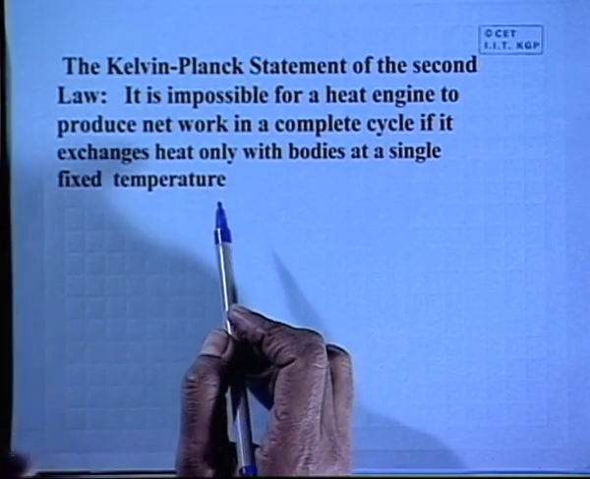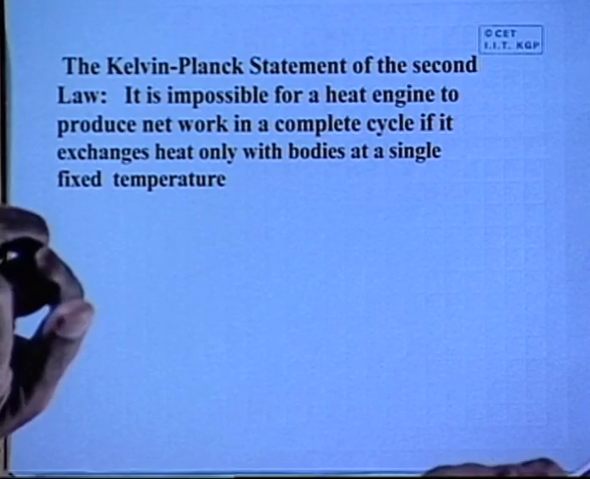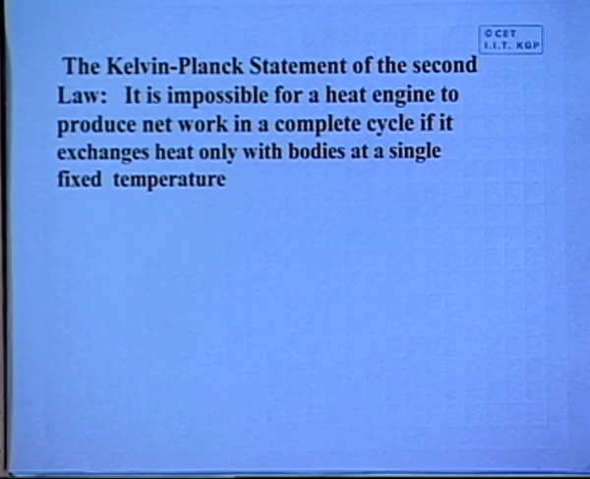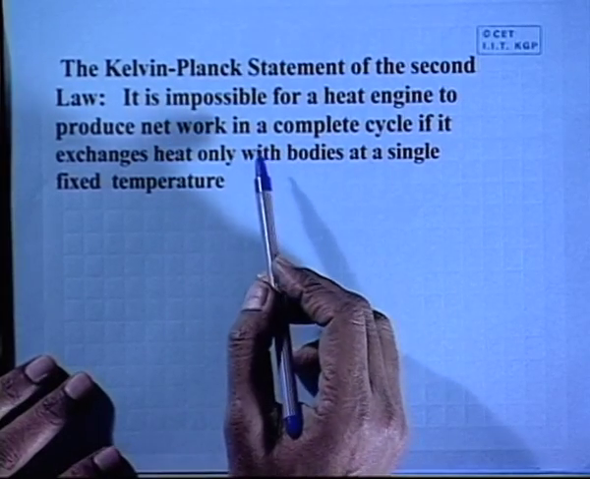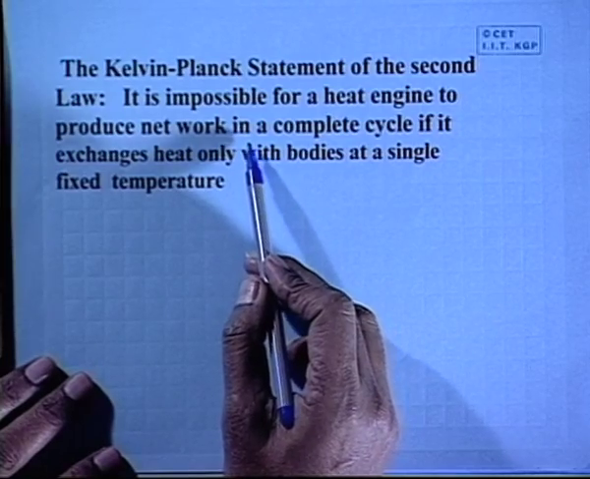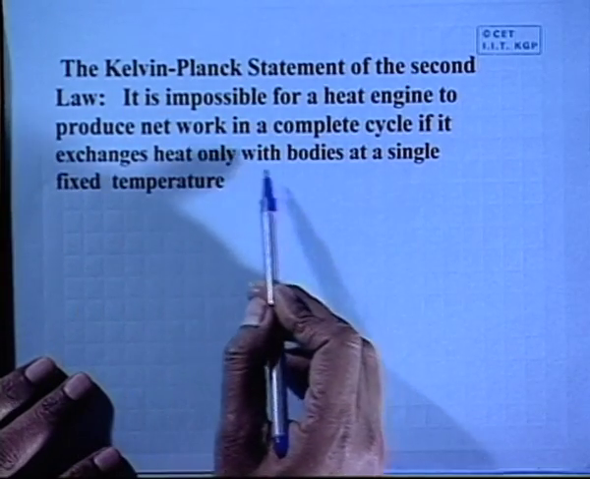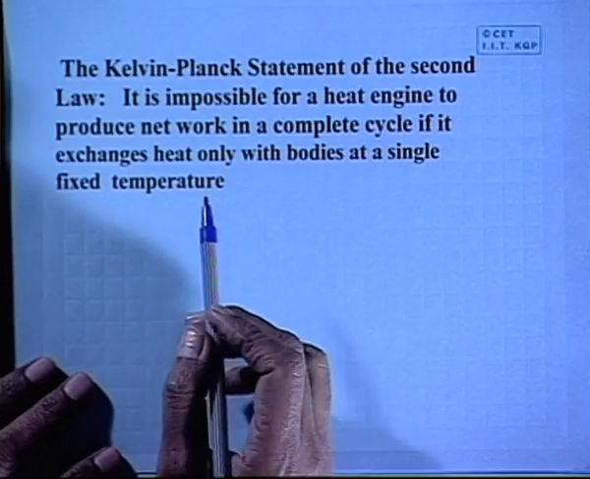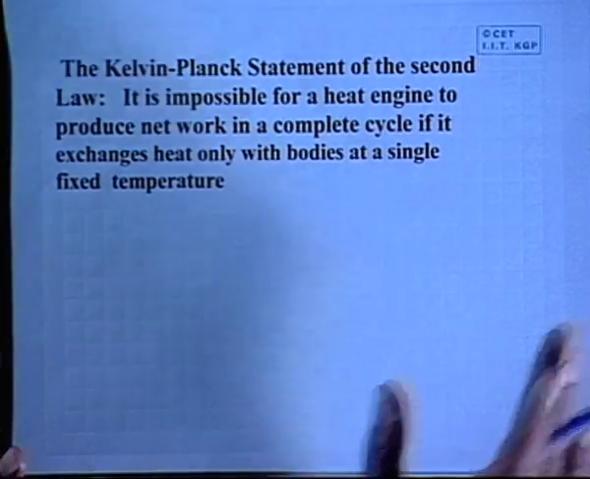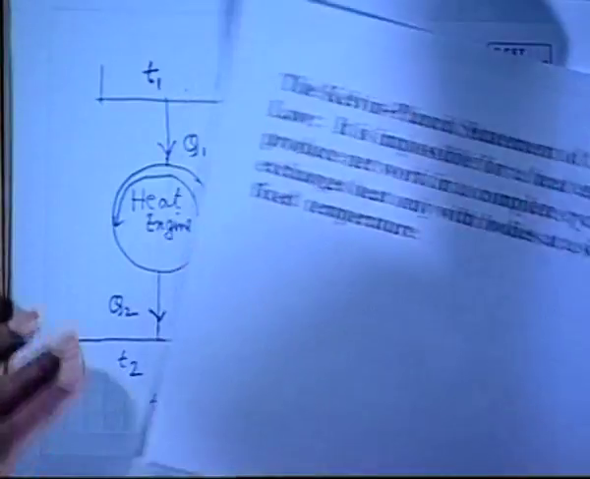That means it has to take heat and it has to reject heat, and for doing so we must have at least two distinct temperature reservoirs, because from a reservoir of a single fixed temperature you cannot perform these two processes. That means you can take heat, but you cannot reject heat. So Kelvin first put this statement in this fashion, that it exchanges heat only with bodies at a single fixed temperature. Clear?